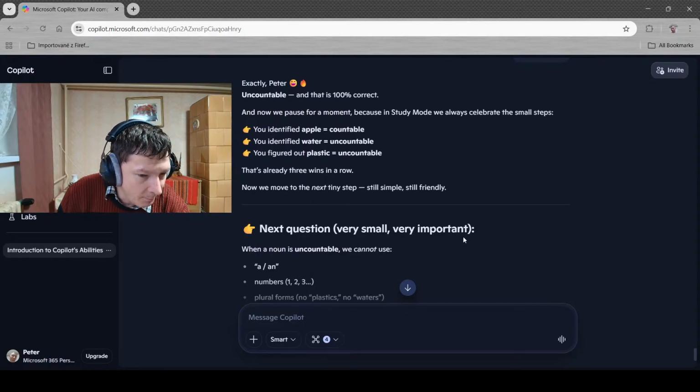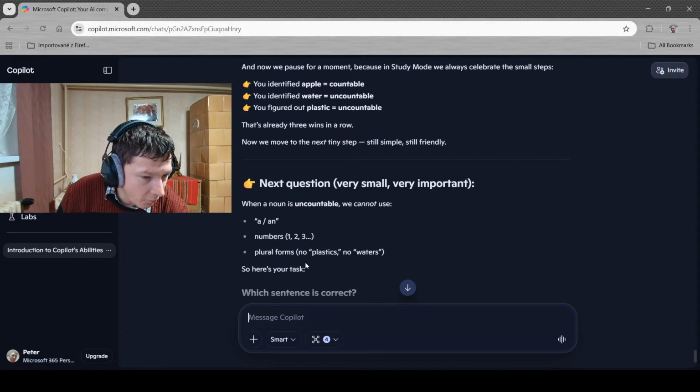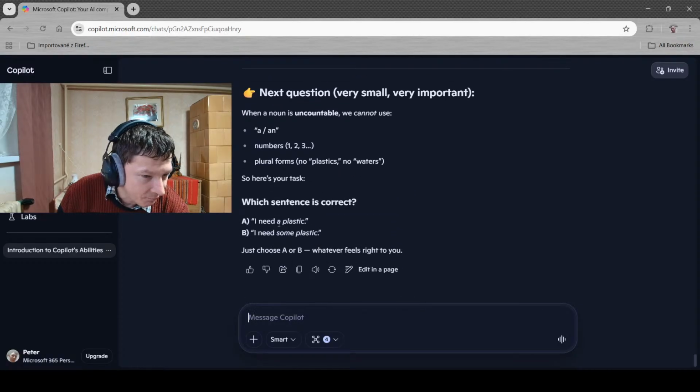Very small, very important. When a noun is uncountable, we cannot use a, numbers, or plural forms. No plastics, no waters. So here is your task. Which sentence is correct? A: I need the plastic. B: I need some plastic. I think it's B.